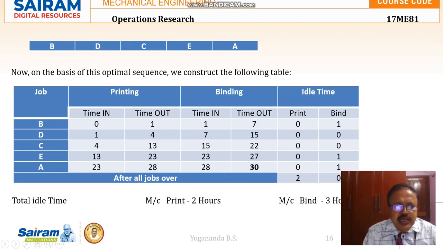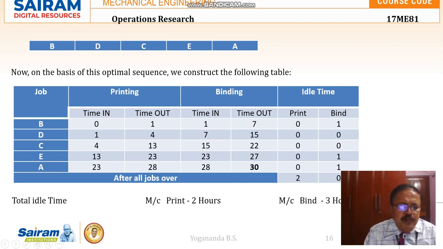Then coming to idle time, printing machine and binding machine. On job B, the printing machine is not kept idle. Once the manuscript is ready for printing, it is fed into the printing machine. So it is 0 here for the printing machine. But until the printing is done, the binding machine cannot be used on this job B. So the binding machine is kept idle for 1 hour.